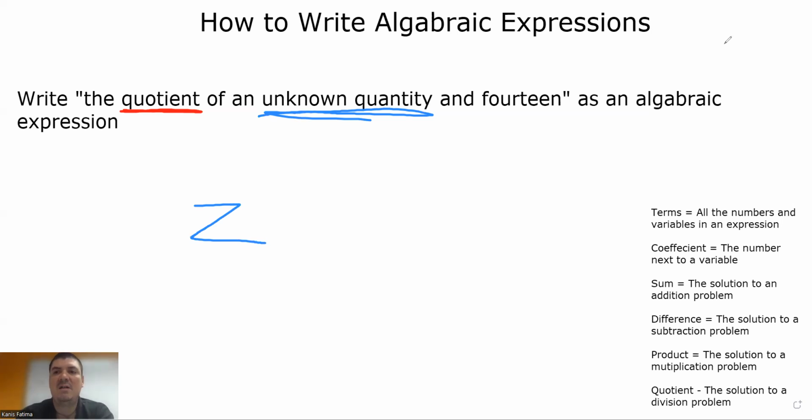Again, it's a quotient, so I have a division sign. Now it says the quotient of an unknown quantity, that's our Z, and 14. So when we write out our algebraic expression, the quotient of an unknown quantity and 14, we write as Z divided by 14.